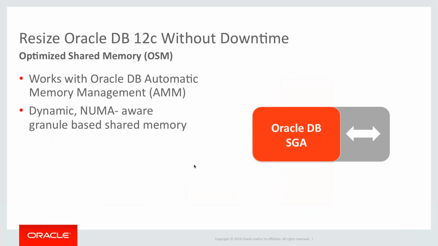Another thing that we looked at is saying, well, what if we don't want to restart the database? What if we're doing something like resizing the database? Can we do that without taking down the database? So we introduced a technology in Solaris called Optimized Shared Memory, which works with what's inside of Oracle DB. We actually got it now so that we can resize the SGA without bringing down the system at all. So 0, even better than 2 minutes.